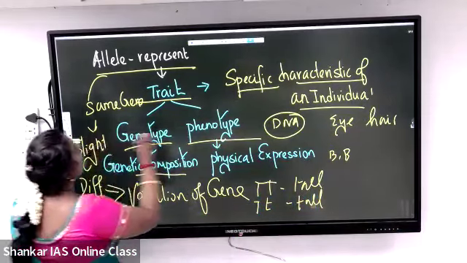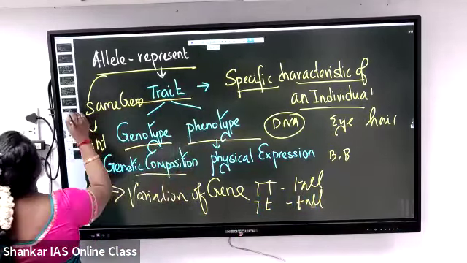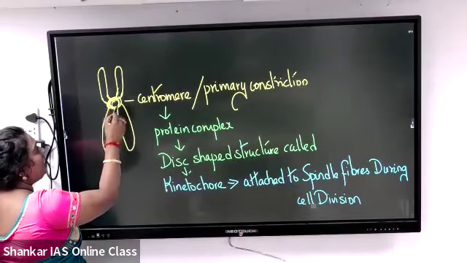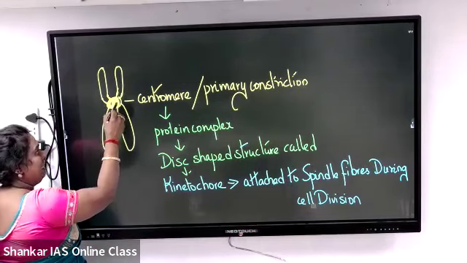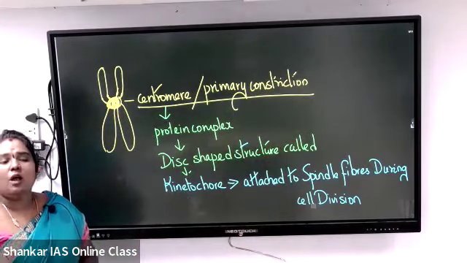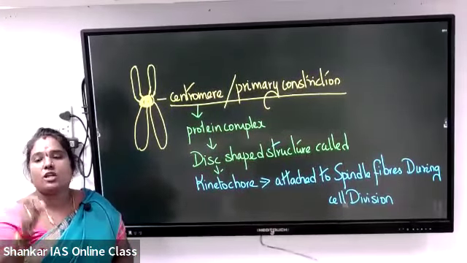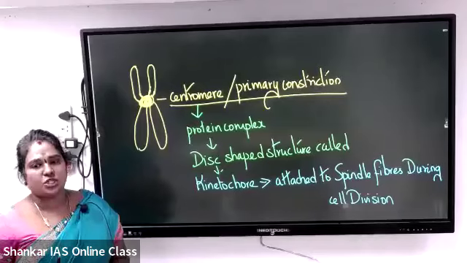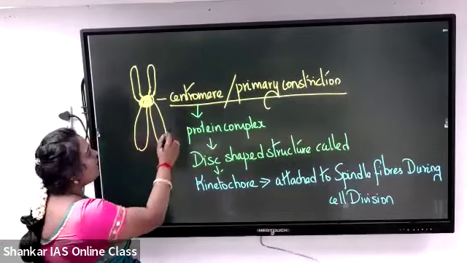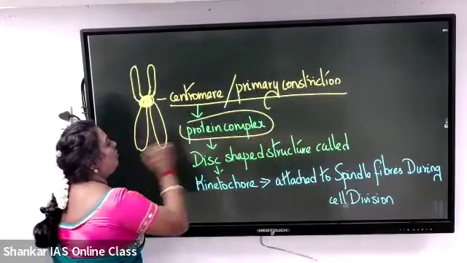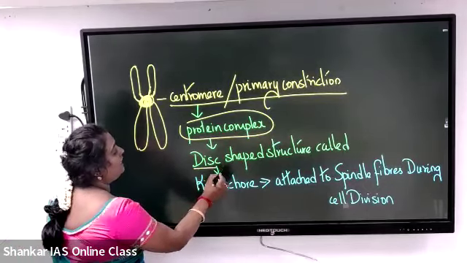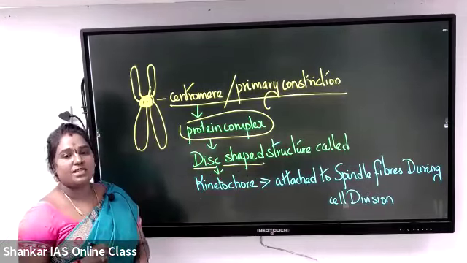We'll study still more the ultrastructure of the chromosomes by talking about the centromere. This part we call the centromere. The centromere also has another name: we call it the primary constriction. What do you mean by a primary constriction? When both the arms of the chromatids are separated by a narrow central region, we call it the centromere or primary constriction. This centromere will have a protein complex, which is disc shaped in structure. We call it the kinetochore.